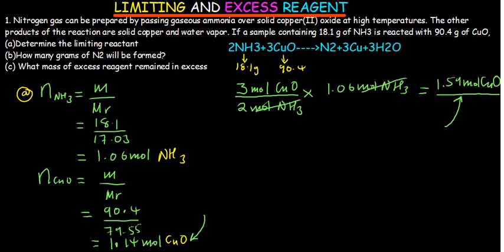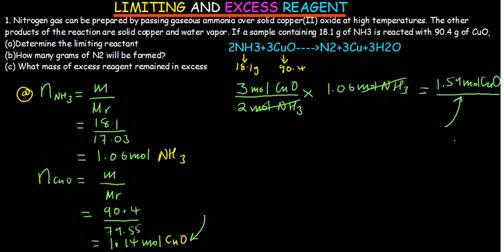So we could have also determined this using mass. I can just get these moles and multiply by the molar mass of copper oxide, and then we're going to see the mass of copper oxide that we have, in comparison to the mass which is given here. It is all the same. We're also going to find that the mass is going to be higher than the mass which is given, the 90.4. That will still tell us that copper oxide is the limiting reagent.